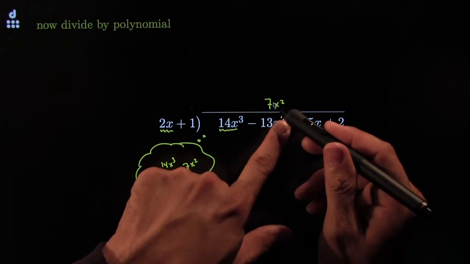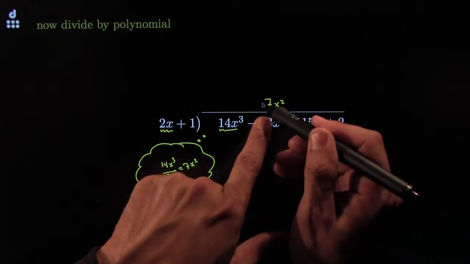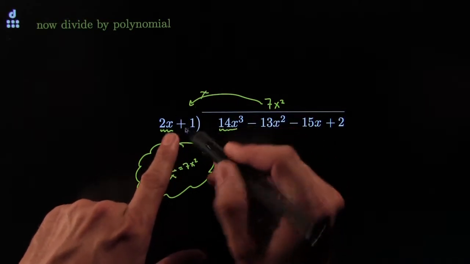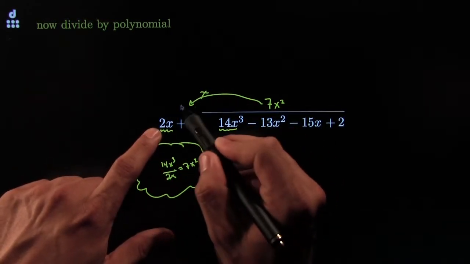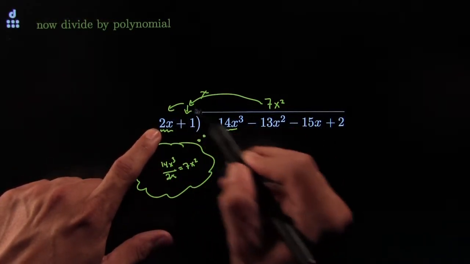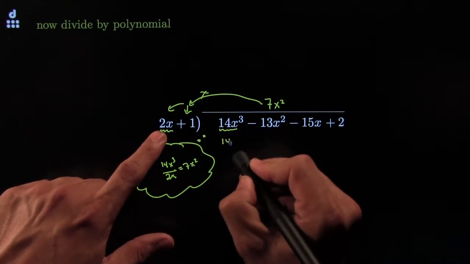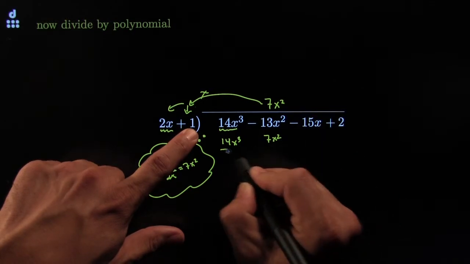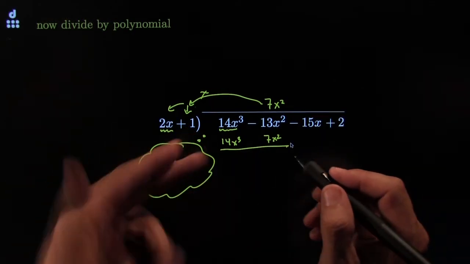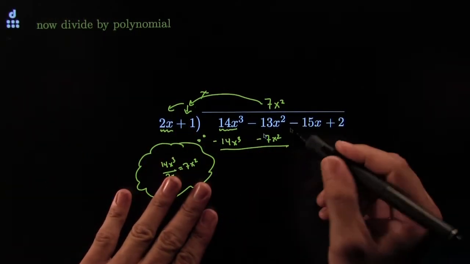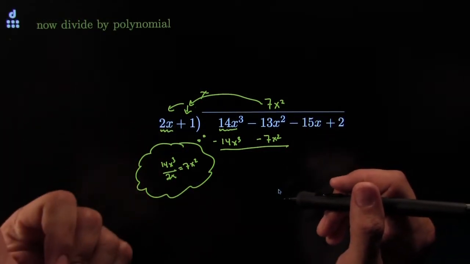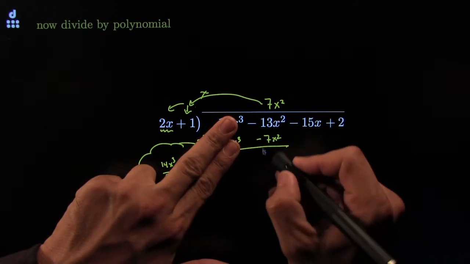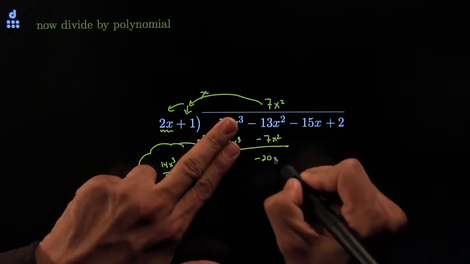Now after we got that, what we've got to do here is take the 7x squared and multiply it times this. Now here you have a binomial, so it has to be distributed to both. The 2x giving you a 14x to the third, and the 1 giving you a 7x squared. And then we're going to make a line here. We're going to change the signs and add. That's the same thing as subtracting. That way the leading terms cancel, and what we're left with is a negative 20x squared.